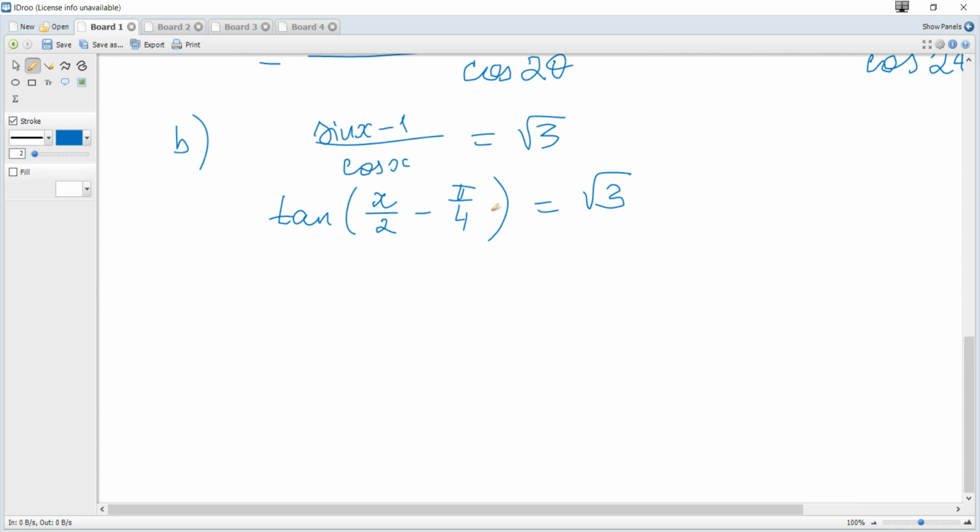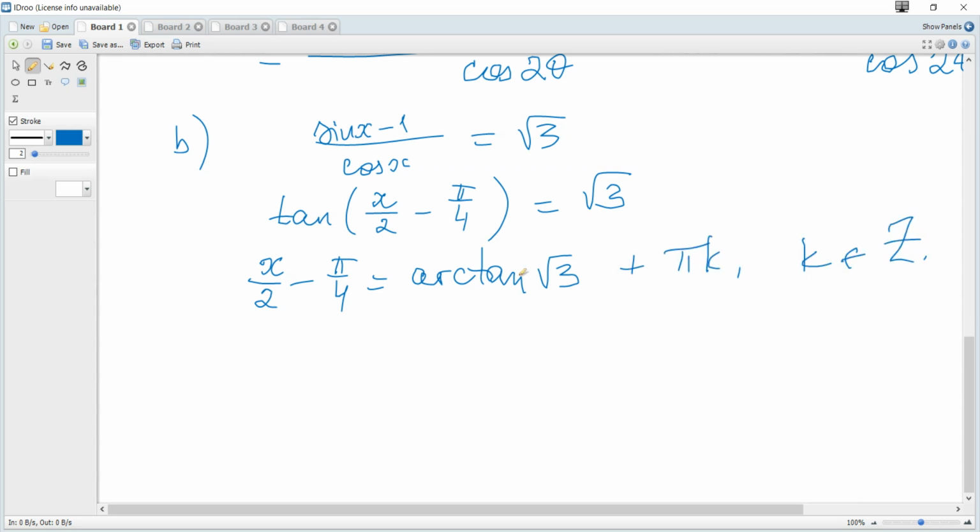And how to solve tangent is some value? We just use a formula. Argument x over 2 minus pi over 4 is equal to arctan of this value, root of 3, and plus pi k. K is any integer and it's the general solution. And then we need to just solve for x. Arctan of root of 3, it's what? It's 60 degrees or pi over 3.